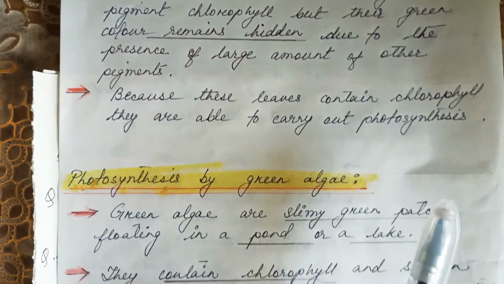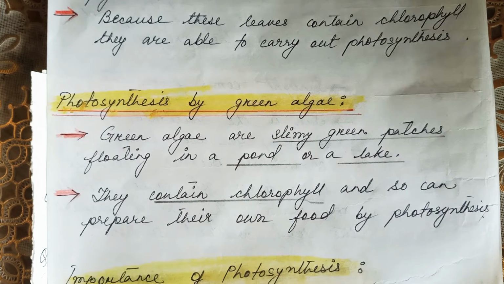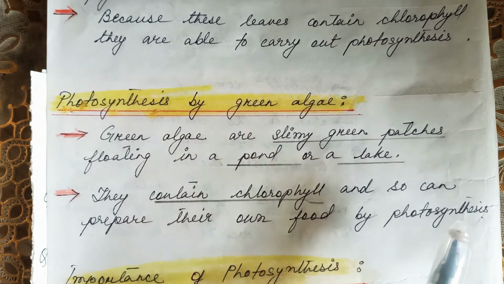Now next is photosynthesis by the green algae. Green algae are slimy green patches floating in a pond or a lake. They contain chlorophyll and so can prepare their own food by photosynthesis.